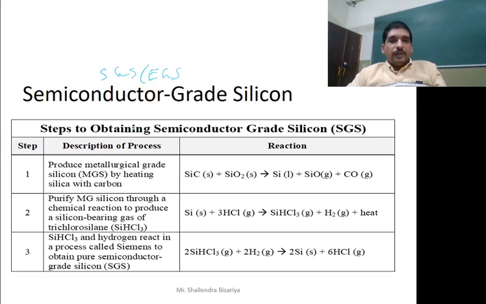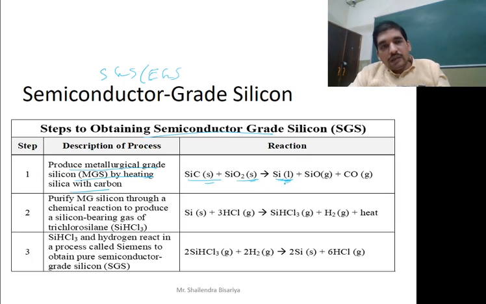Okay, so the step for obtaining SGS is simply the first step we have discussed: produce metallurgical grade silicon by heating silica with carbon, and other products are also there. The reaction which we have already seen is that SiC in solid form and SiO2 in solid form inside the furnace react and give us Si in liquid form.